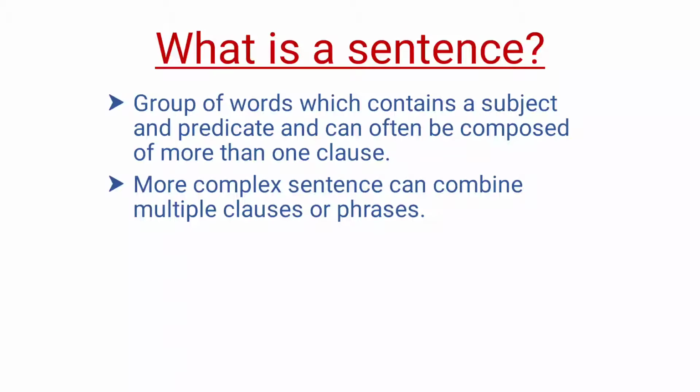Now, what is a sentence? A complete sentence has a subject and a predicate and can often be composed of more than one clause. As long as it has a subject and a predicate, a group of words can form a sentence, no matter how short it is. And more complex sentences can combine multiple clauses or phrases to add additional information about what is described. I hope you have understood the difference between the phrase, the clause, and a sentence. Thank you.